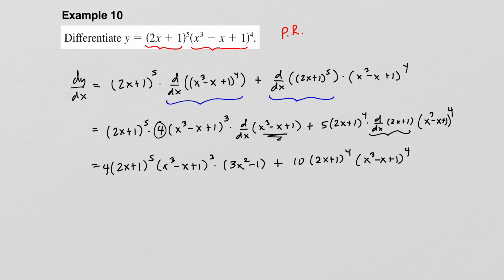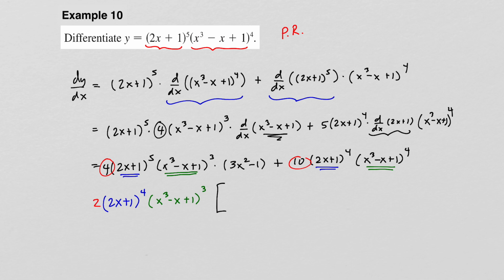However, there is a little bit of factoring that we can do. So I want you to see that you have 2x plus 1 to the 5th power and 2x plus 1 to the 4th power. So we can factor out 2x plus 1 to the 4th power. And then here we have x cubed minus x plus 1 to the 3rd power, and here x cubed minus x plus 1 to the 4th power. So I can factor out x cubed minus x plus 1 to the 3rd power. Also, here I have a 4 and here I have a 10. Those have a common factor of 2 that I can pull out.